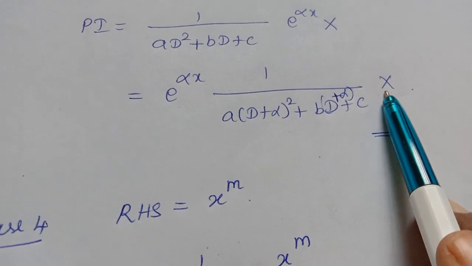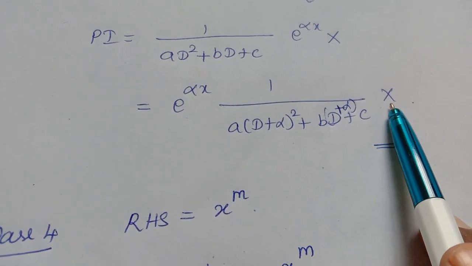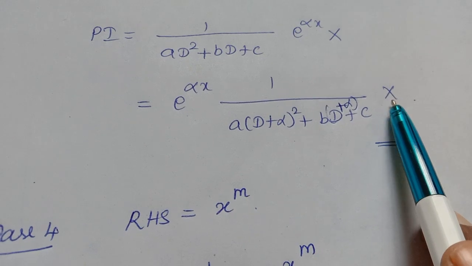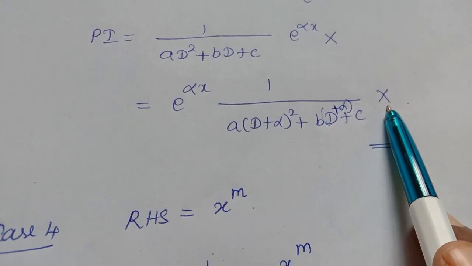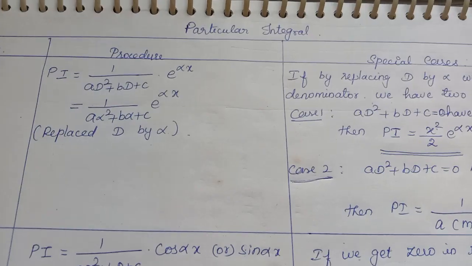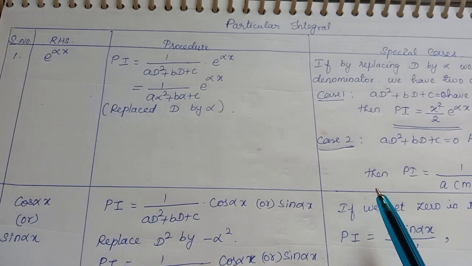After that, depending on the nature of this X, already I told you, this X may be either x power m, or sin alpha x, or cos alpha x. So depending on its nature, you have to proceed. Here I have tabulated everything for particular integral.